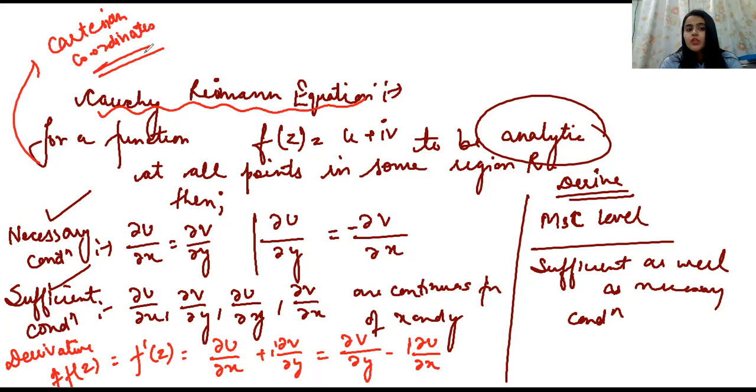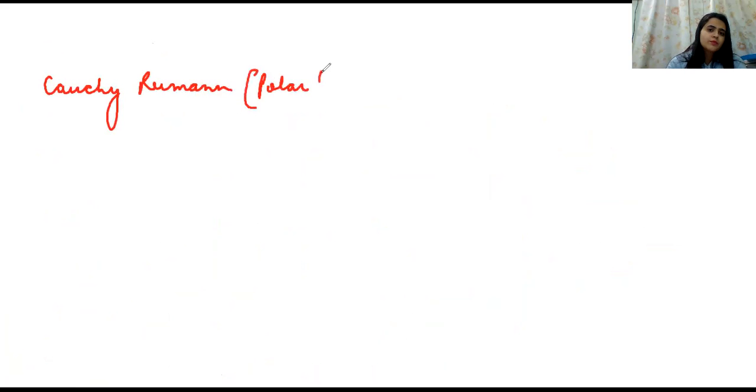Now, in polar coordinates, take a screenshot of that. It will be very helpful if you make notes of it. I'm telling you, if you revise this video, it will be very helpful for you to solve questions. The next is the Cauchy-Riemann equation in polar coordinates. Sometimes in the exam they ask you the Cauchy-Riemann question in polar coordinates. The polar coordinates are r and theta.